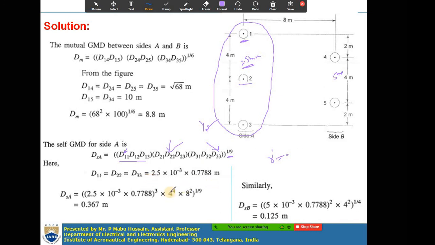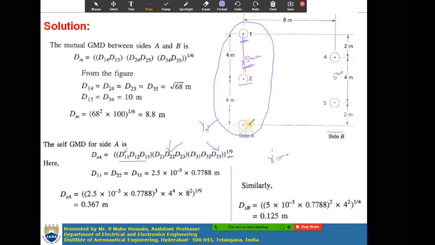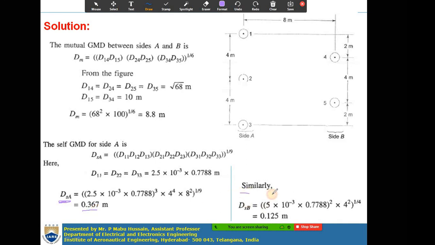So, then you will get D11, D22, D23. D12 is 4 meters. So, D13 is 4 plus 4, 8 meters. So, from this diagram you will get all the distances. If you substitute all the distances, then finally you will get the self GMD of conductor A is 0.367 meters. Similarly, you can write the self GMD of conductor or side B.